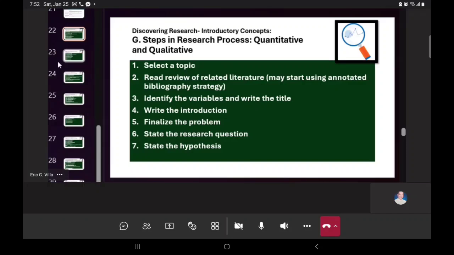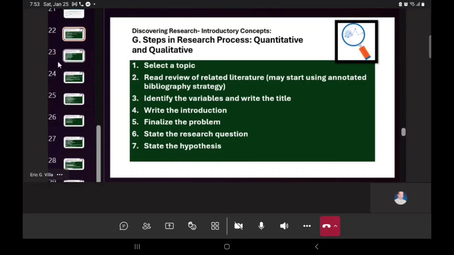Literature review phase. Following topic selection, researchers conduct a comprehensive literature review using annotated bibliography techniques. This systematic examination of existing research serves multiple purposes. It identifies theoretical foundations. It reveals knowledge gaps. It establishes research context, and it prevents duplication of existing work.